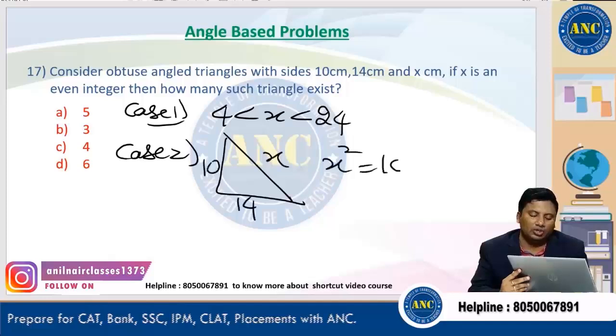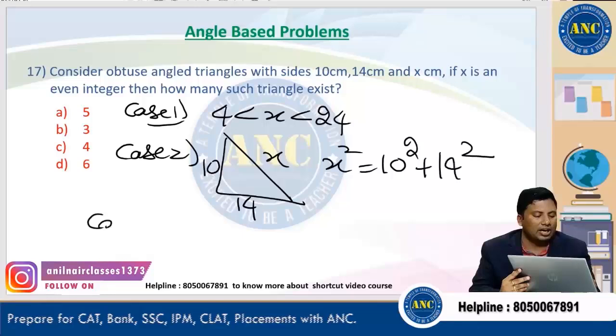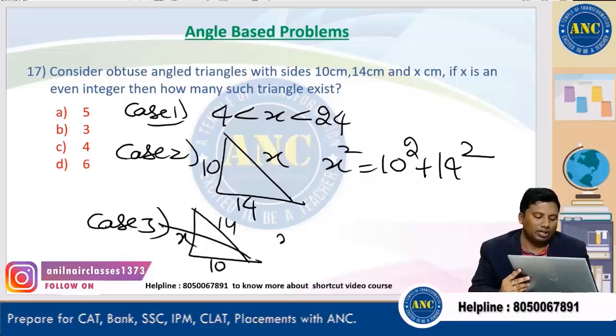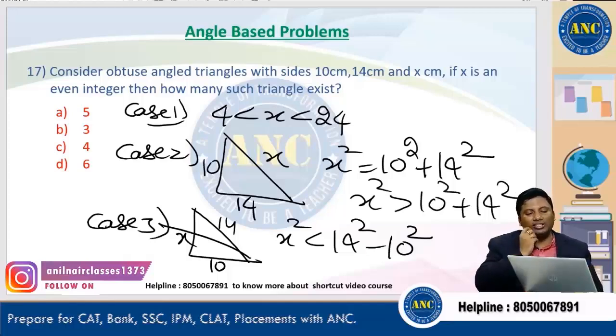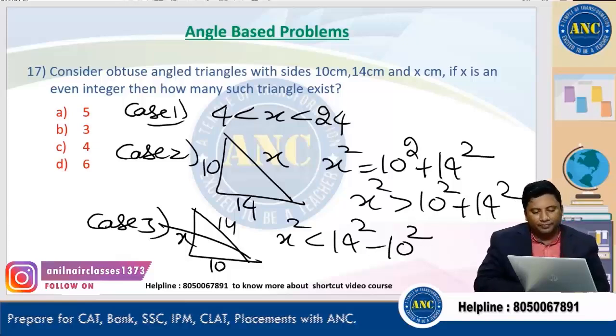This is an age-old quant question, 10 square plus 14 square. Case 3 is x is not the largest side, 14, 10. So x square is less than 14 square minus 10 square, or x square is greater than 10 square plus 14 square. Intersection of all these three regions, you will get the answer. I hope it is clear.